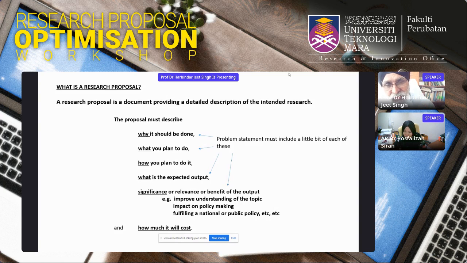Why it should be done, what you plan to do, how you plan to do it, what is the expected output, and what's the significance. So these are the things that you probably will have to incorporate in your problem statement. You don't have to mention anything about the costs of the research in the problem statement, just why it is important to do the research, or what is the pressing problem that needs to be sorted out, and therefore you need to do this research. These will be parts of course, they have their own sections, but these should be reflected in the problem statement.